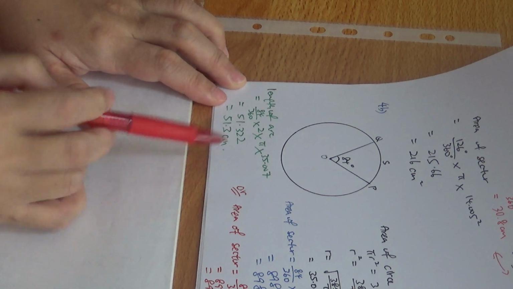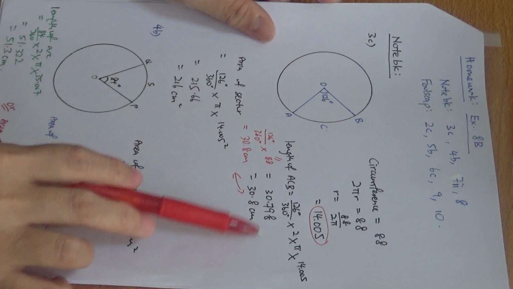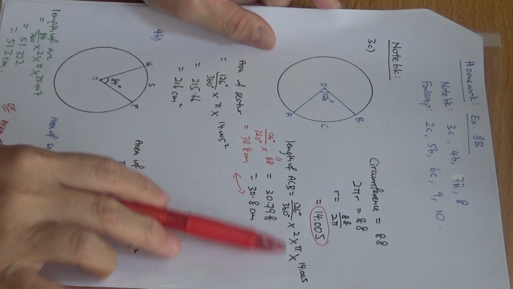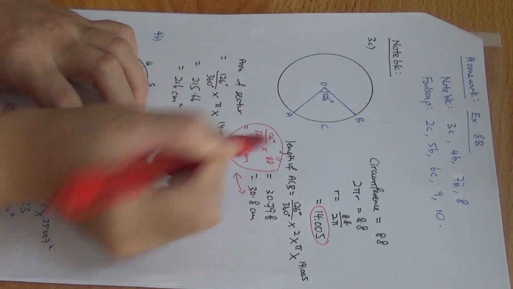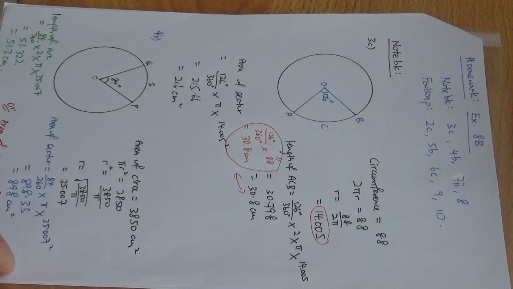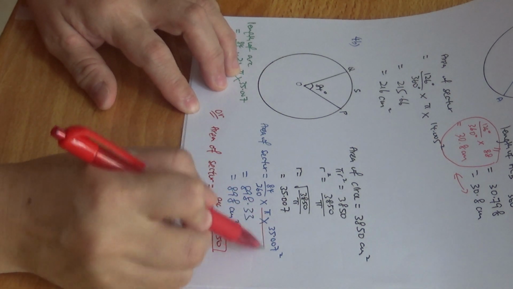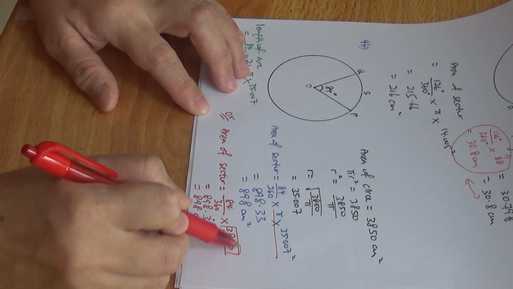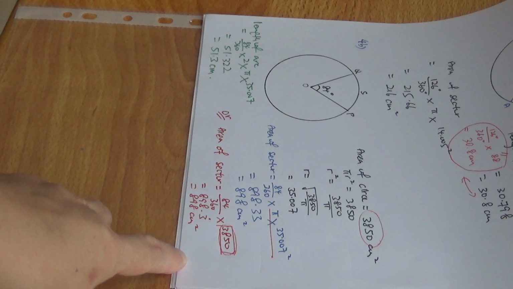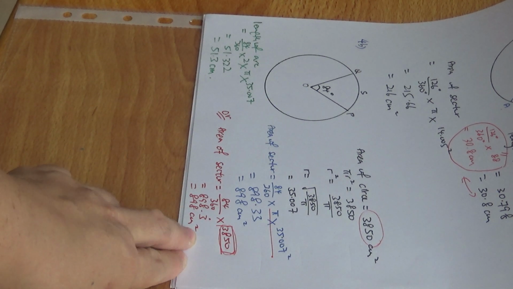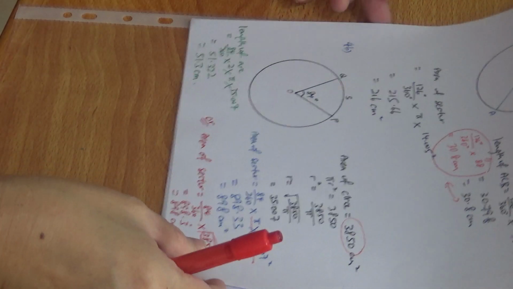Now I just want to reiterate this point. For 3c, it is okay to use 2 pi r, but I want you to note that 2 pi r is actually equal to 88 according to the question. So when you use this method, the answer is more accurate. For this 4b, you can also use pi r squared, it's no problem, but we know that pi r squared is already 3850 according to the question. So when we use this particular method over here, the red one, it will be easier for you to calculate. Okay, so that will be your 4b.